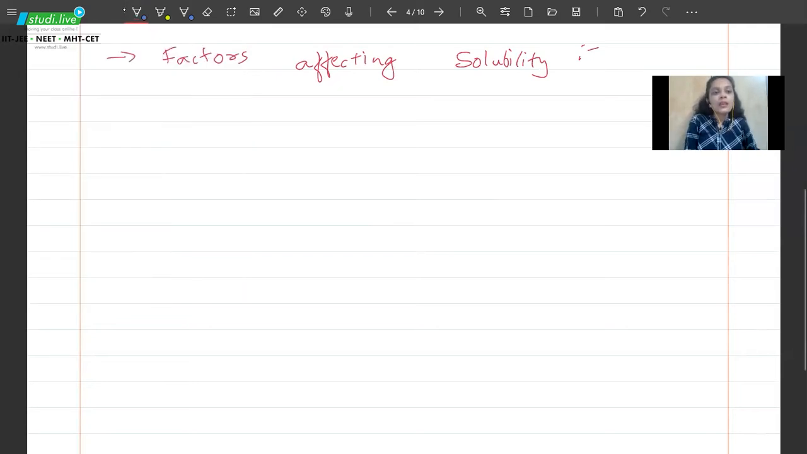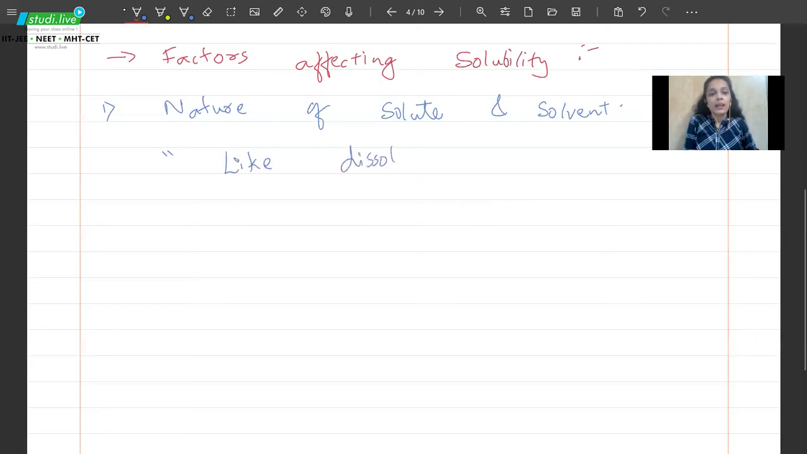Okay. So the first and important part is the nature of solute and solvent, because obviously the solution is made up of solute and solvent. What we need to understand here, which we had already studied in our lower grade, is 'like dissolves like'. So what is that? These golden words tell us that if we have any polar compound, it is going to get dissolved easily in a polar compound.